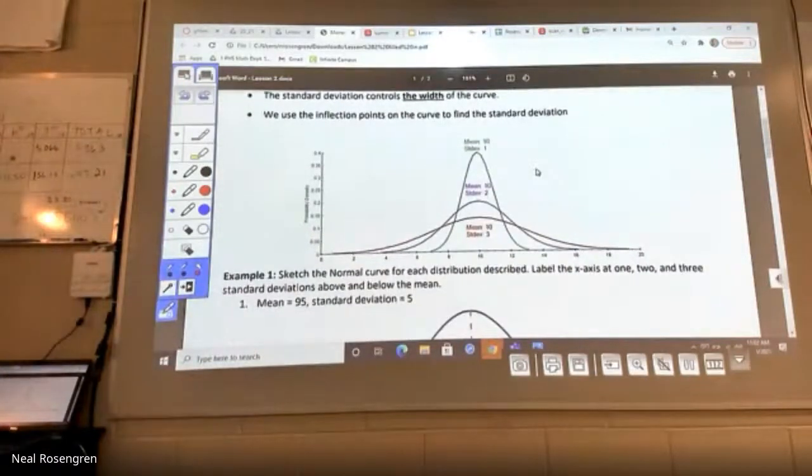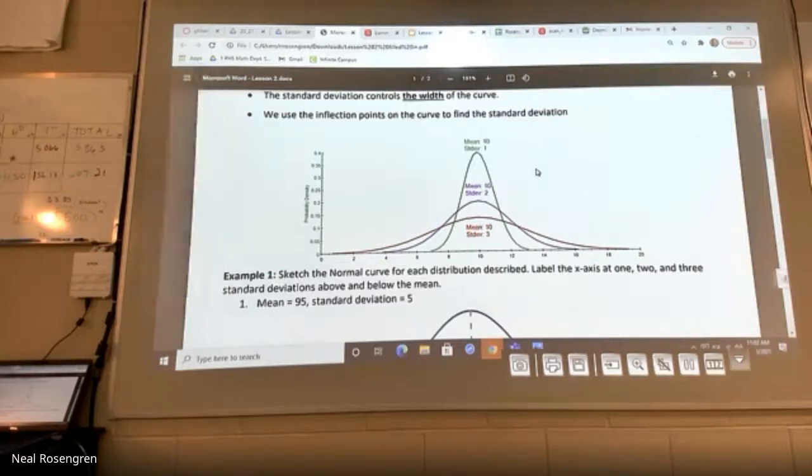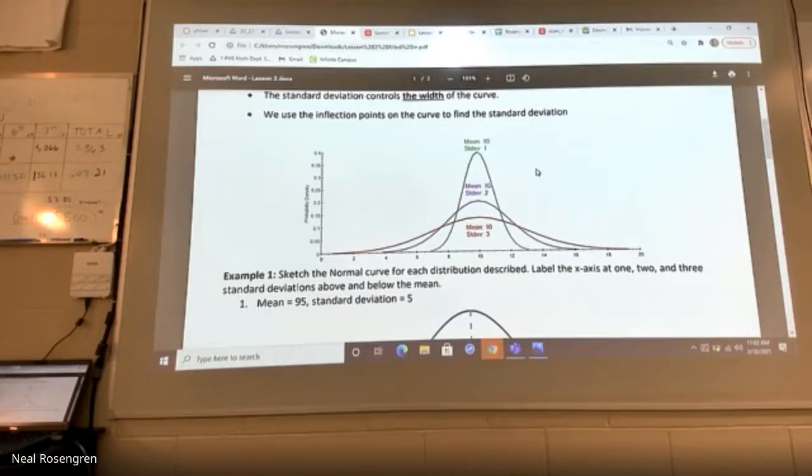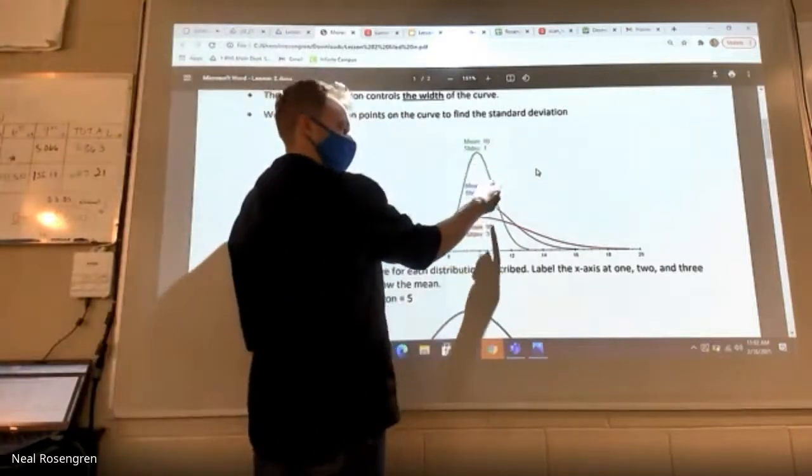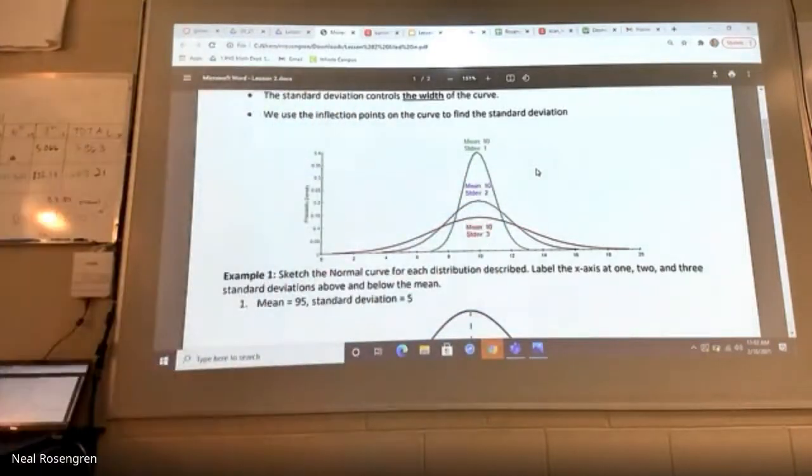And this is a lot more obvious, I think, with the colors than it is on your black and white copy. Like the difference between the green one, the purple one, and the red one. What's the average for all three of those? 10, which is why the center is in the exact same spot. But look at how spread out the data is. A standard deviation of 1 versus 2 versus 3. The more spread out the data is, meaning the bigger the standard deviation, literally the more spread out the curve. It has to be flatter to do that.